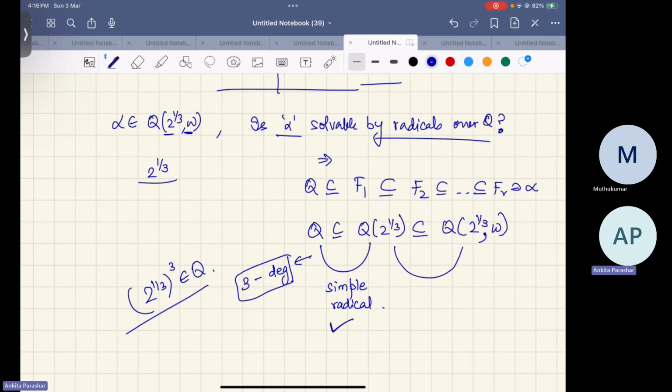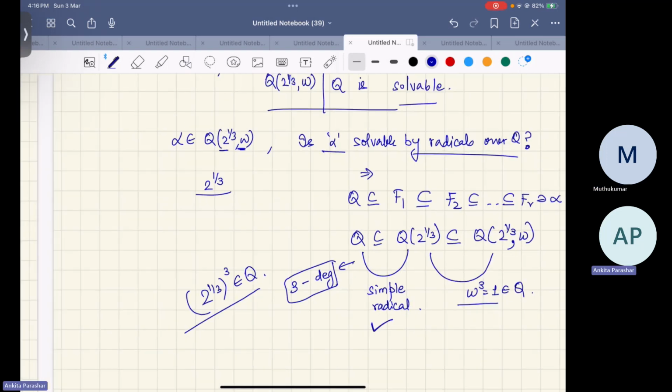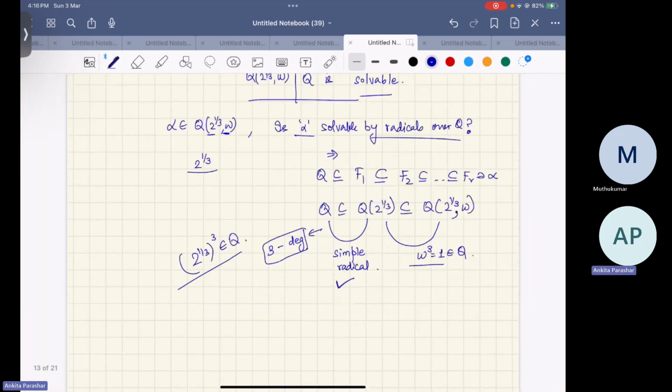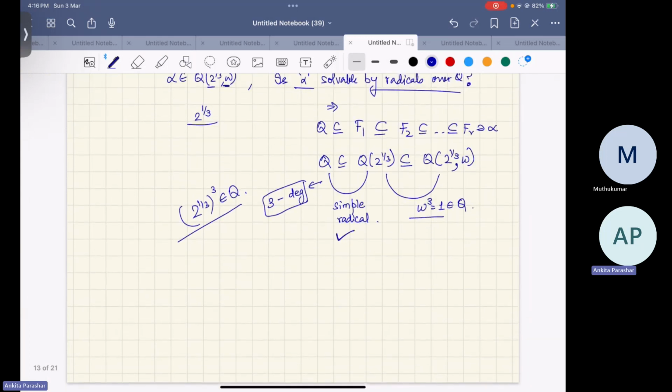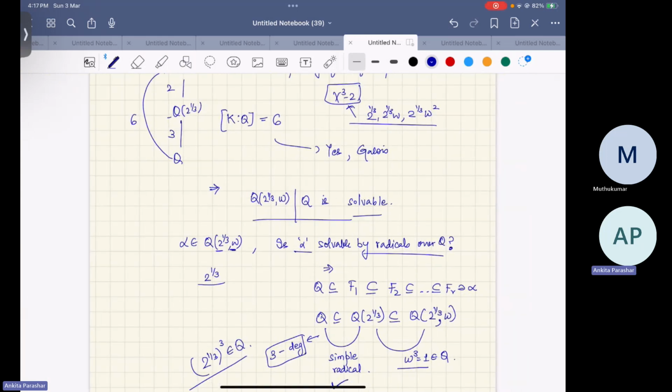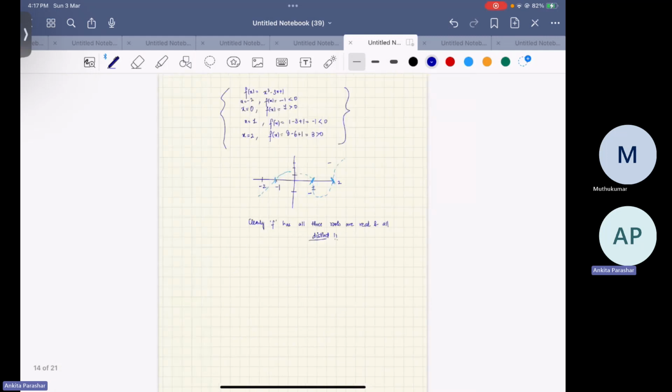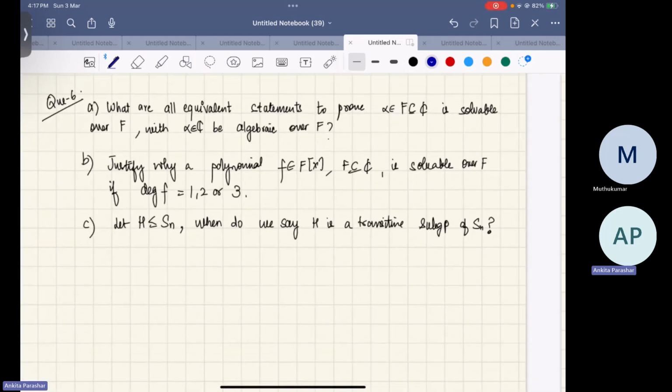What about this? Because omega cube is 1. The same thing. So therefore, yes. So there are several ways to check that it is actually solvable. So therefore, the answer is yes, it is a solvable extension. All right. Now we go to question 6.